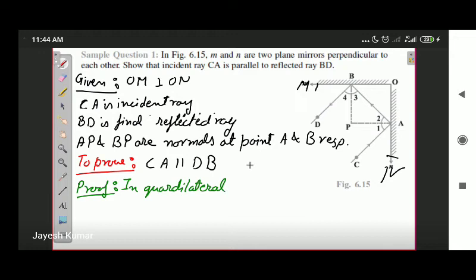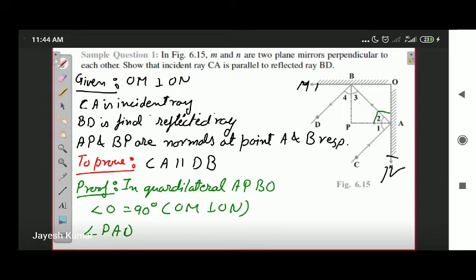In quadrilateral APBO, angle O is equal to 90 degrees. Why? Because OM is perpendicular to OM. Then angle PAO, that is this angle, is also 90 degrees. Why so? Because AP is normal.